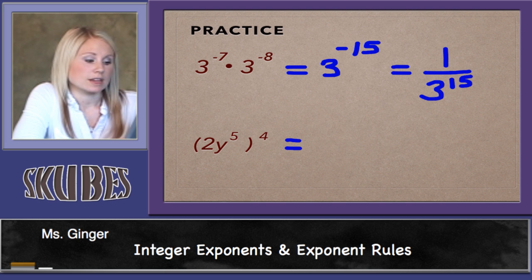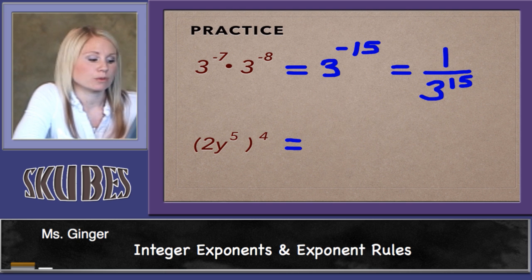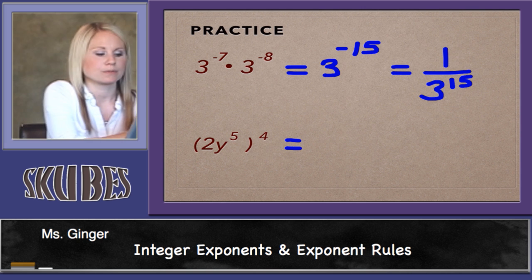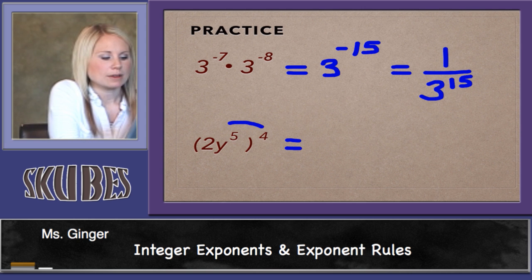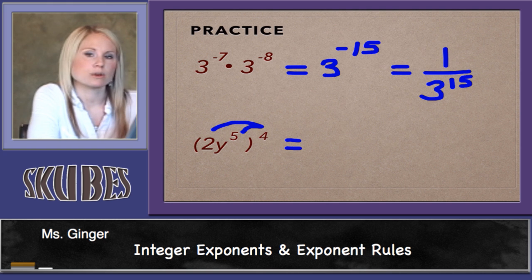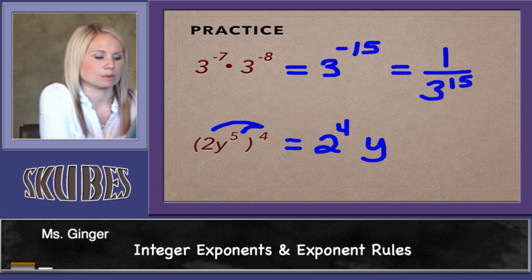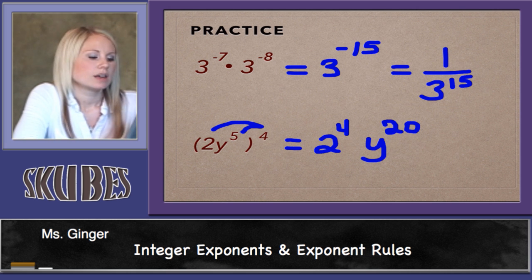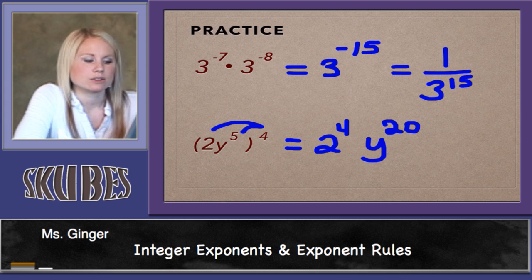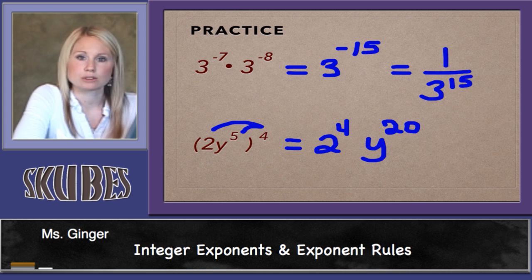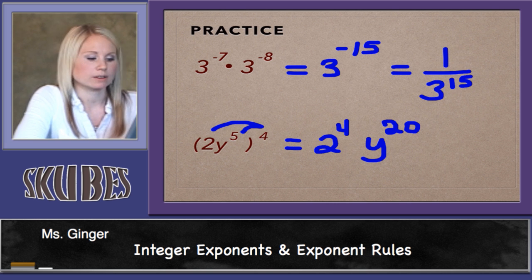Alright, one more example for practice. This group of things raised to the 4th power. Remember, if we see a power raised to another power, we are going to need to multiply those powers. So I'm going to carry this power of 4 to both items here. So I'm going to have 2 to the 4th, and then y to the, remember I'm going to do 5 times 4, 20th. So I can continue and simplify this 2 to the 4th in my calculator, or I can leave it expressed as a power, and this will be my final answer.